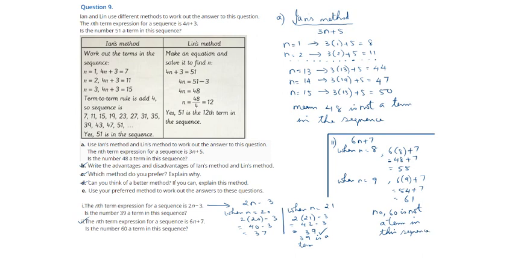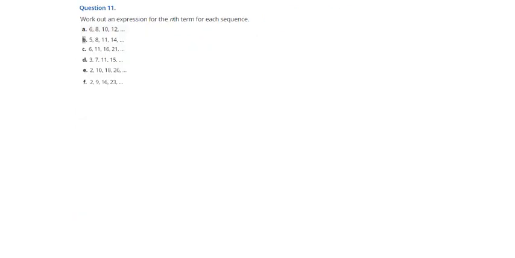Let's move on to the next sum. Here we have a few sums. We will do a few from this set of questions. We need to find the nth term. So here, question A, the sequence of numbers is 6, 8, 10, 12. So here 6 plus 2 is 8, 8 plus 2 is 10, 10 plus 2 is 12.